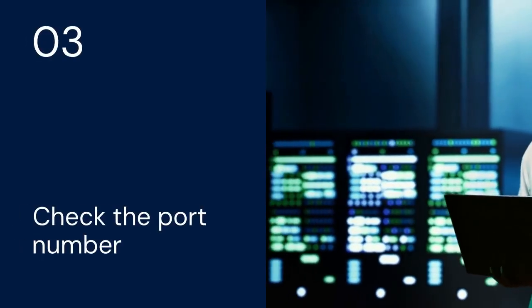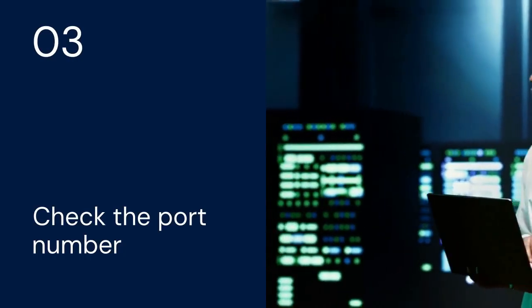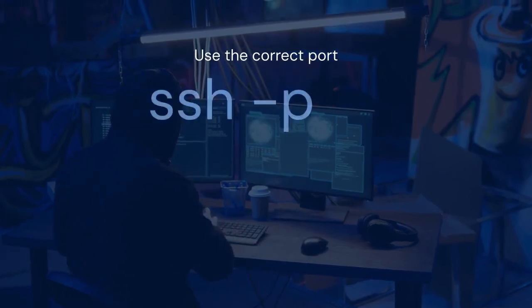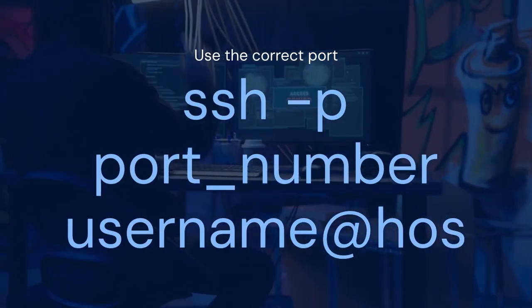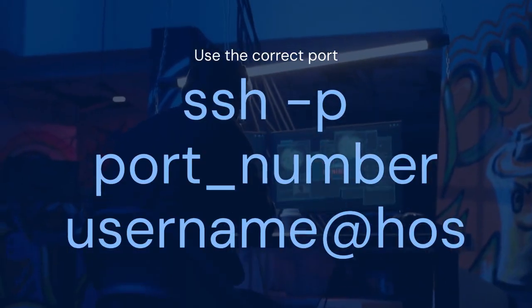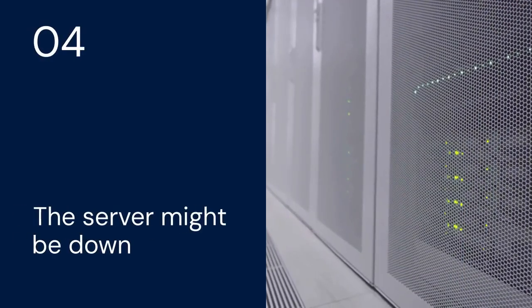3. Check the port number. SSH usually runs on port 22. But, it can be configured to use a different port. Ensure you are using the correct port. If it's not 22, specify it using the -p flag in your SSH command like this: ssh -p port_number username@hostname.